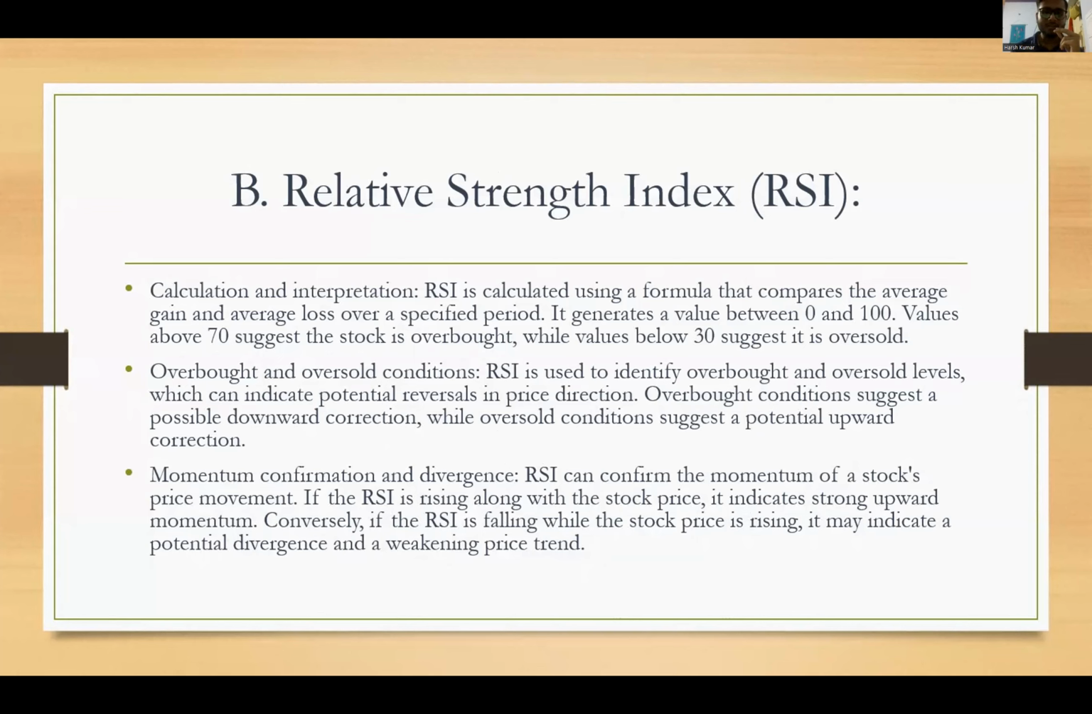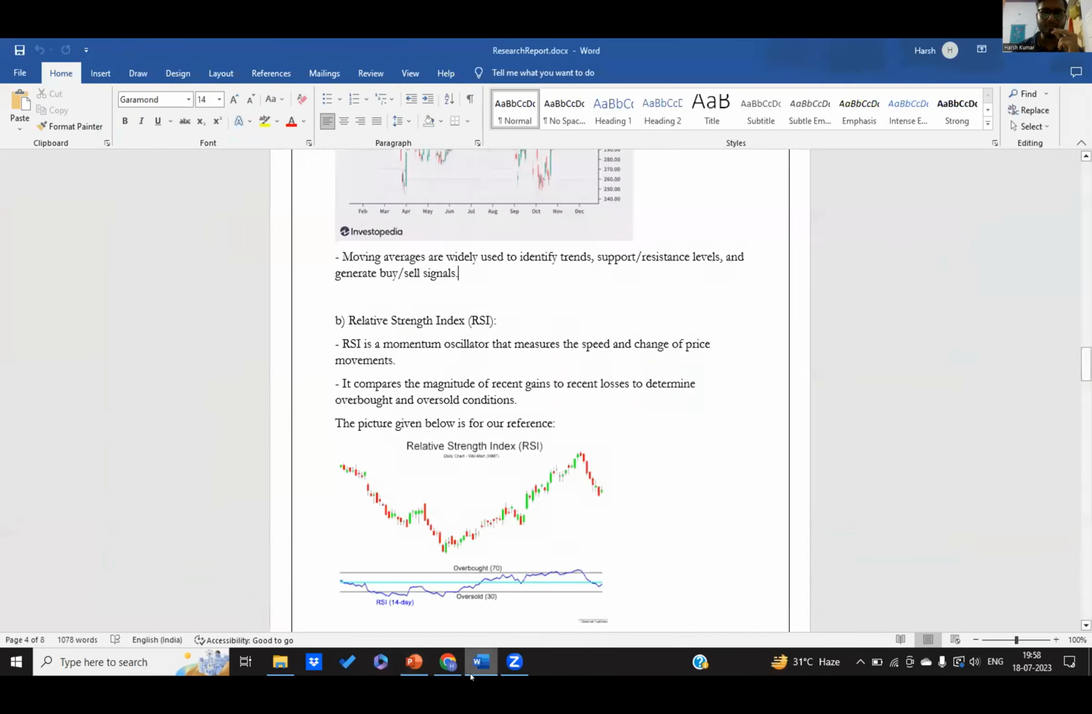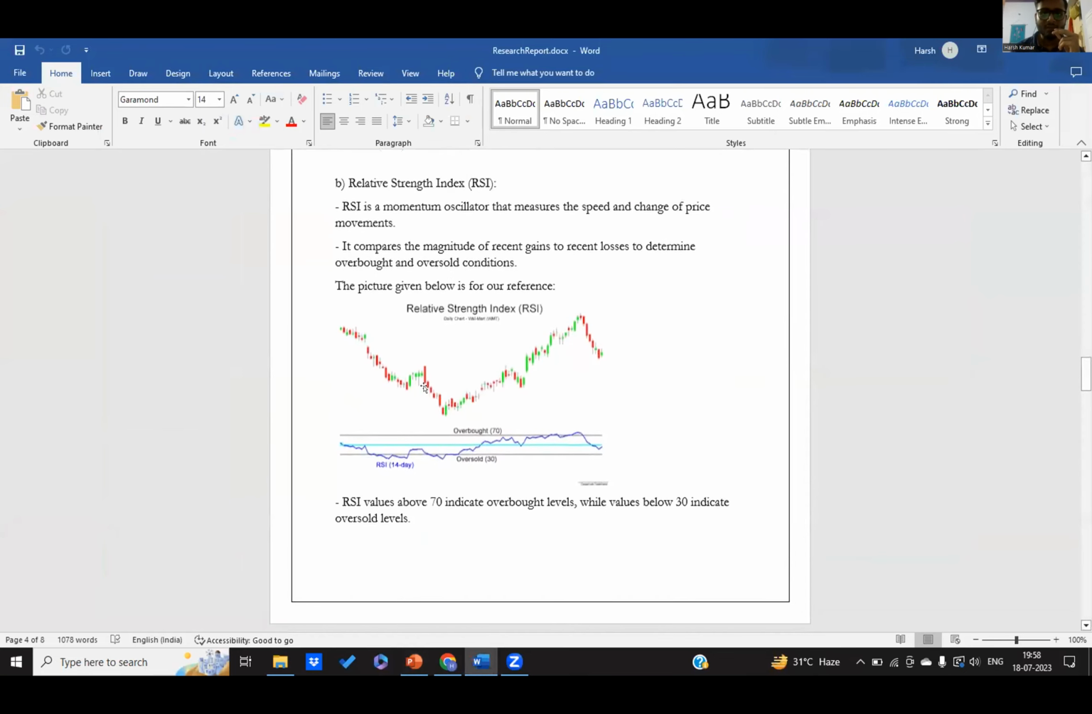If the RSI is rising along with the stock price, it indicates strong upward momentum. Conversely, if it is falling, then the momentum is not in favor of the stock that we are talking about. So here is the graph. The green line shows that there is a potential scope for buying this stock, and the red lines are just the opposite of that.